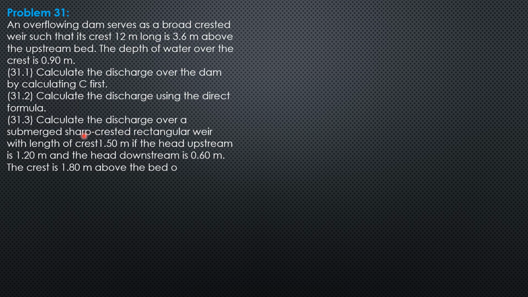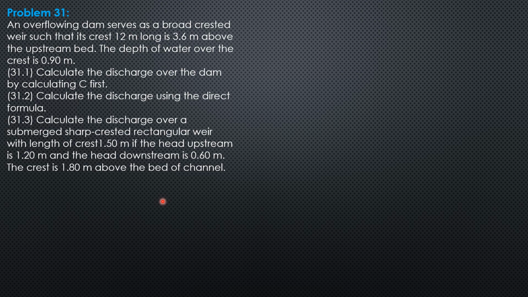Calculate the discharge over a submerged sharp-crested rectangular weir with length of crest 1.5 meters if the head upstream is 1.2, this is H1, and the head downstream is 0.6, this is H sub 2. The crest is 1.8 meters, P, above the bed of channel.